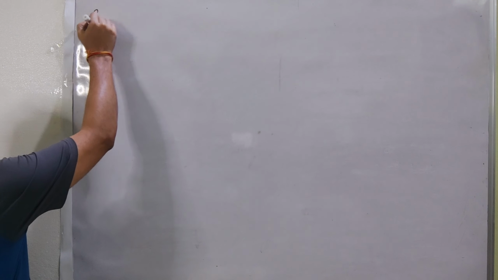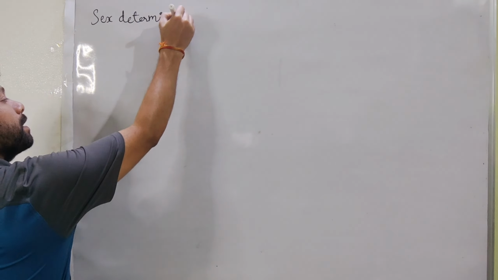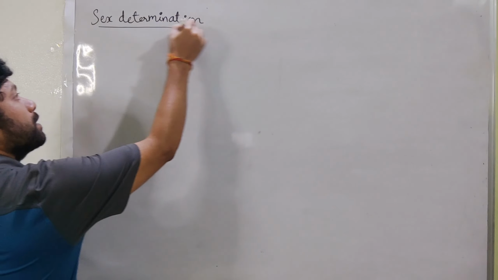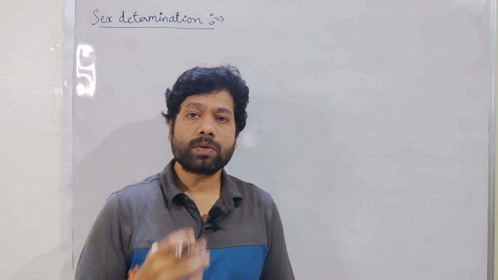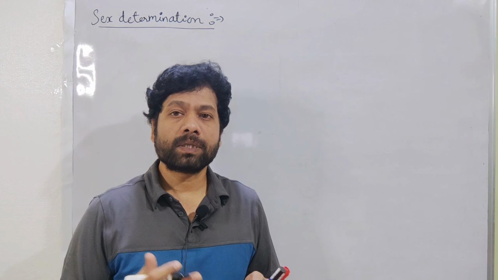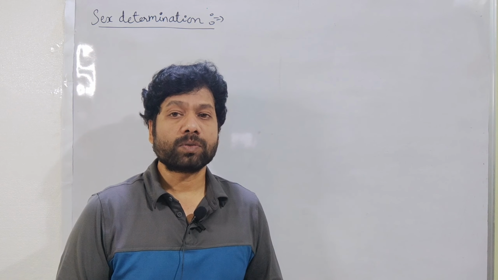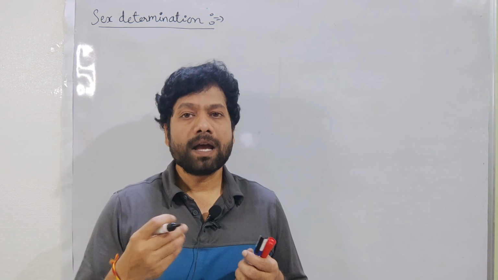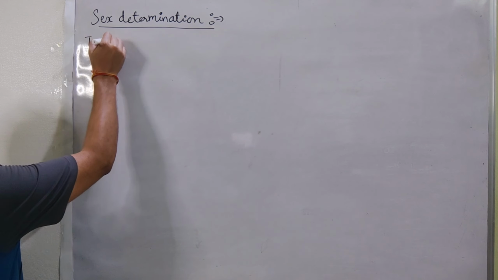So let us discuss what sex determination is. In sex determination, in most of the animals, one pair of the chromosomes is responsible for the sex determination. So those chromosomes are considered as sex chromosomes. Other than the sex chromosomes are considered as autosomes.